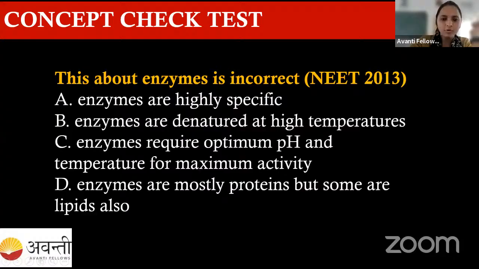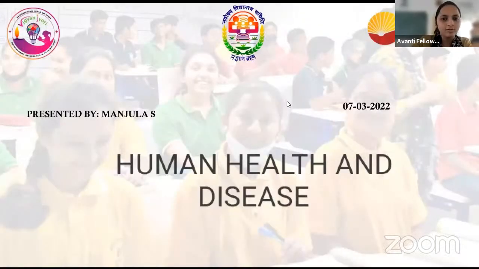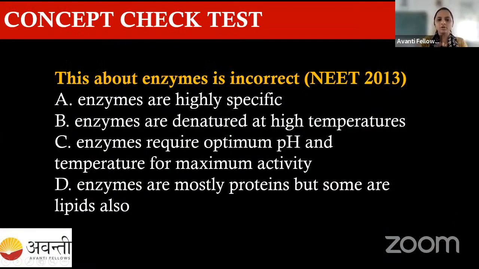Fine. So before going to start the class, obviously there is a question for you. Here is a recall question for you. Option A is enzymes are highly specific. Option B, enzymes are denatured at high temperature. Option C, enzymes require optimum pH and temperature for maximum activity. And option D, enzymes are mostly proteins, but they are lipids also.